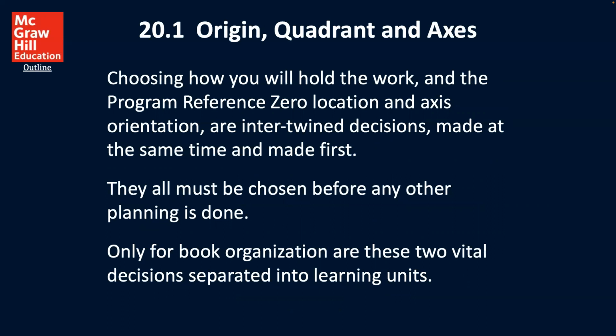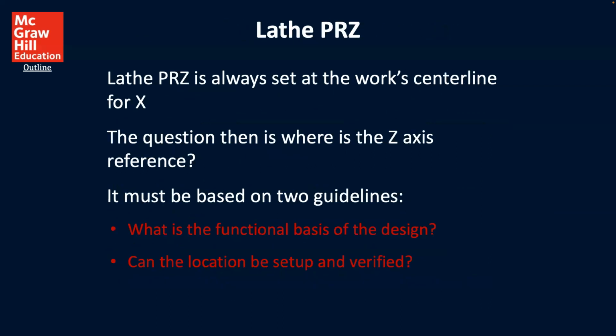Choosing how you will hold the work and the program reference zero location and axis orientation are intertwined decisions made at the same time and made first. They all must be chosen before any other planning is done. Only for book organization are these two vital decisions separated into learning units. So keep that in mind.